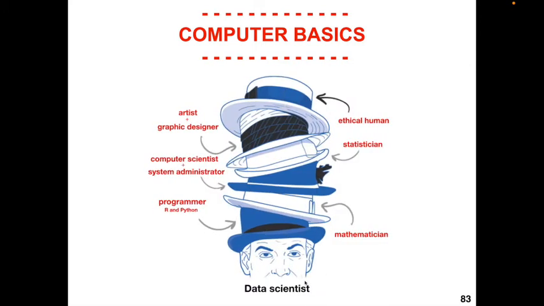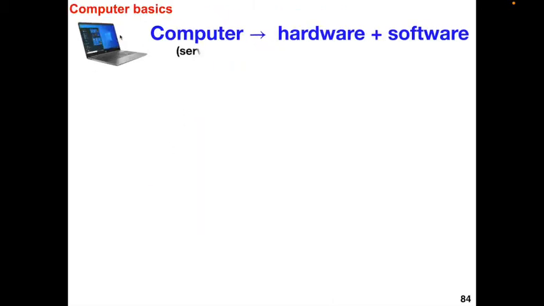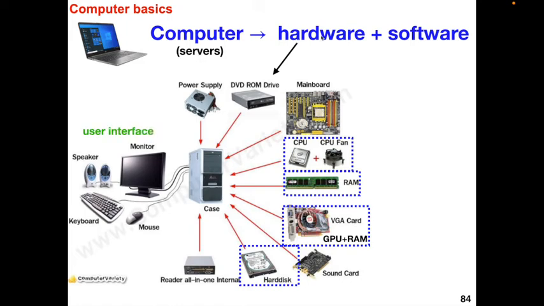As a data scientist, you kind of wear many hats: mathematician, statistician. In the current section, I want to discuss briefly computer programming, or being a computer scientist, and computer hardware. So again, everyone probably is familiar with this, right? A computer, also sometimes called a server, is composed essentially of hardware and software. The primary hardware components of all computers are shown here.